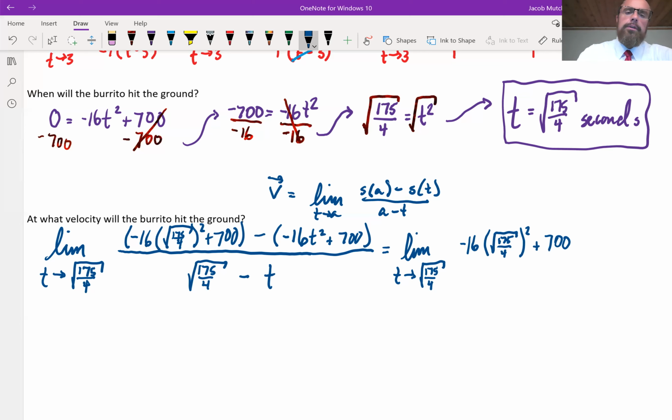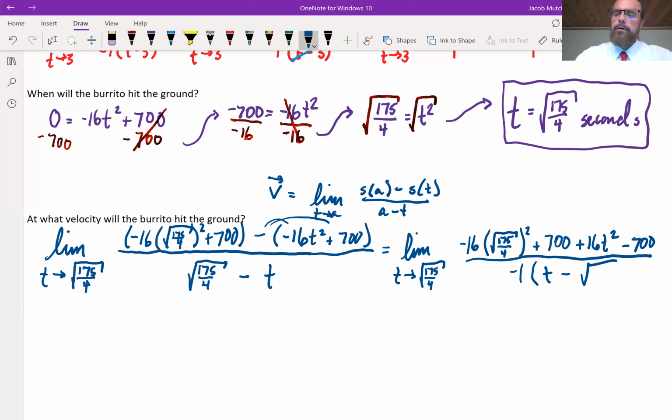But I do want to distribute this negative through the original function. So that becomes plus 16t squared minus 700. And then I remember what I did before is I factored out a negative 1 so that I could invert the places of the t and the square root of 175 over 4. Again, all these algebraic changes are with cancellation in mind.